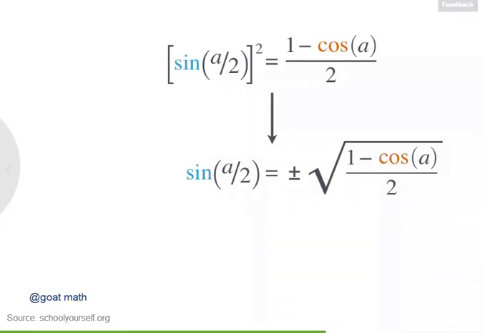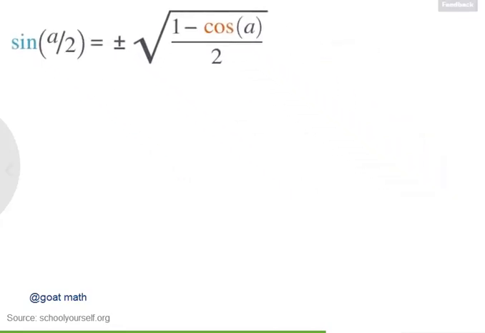Now this does not mean that the sine of a over 2 can equal two different things. For any given value of a, the sine of a over 2 only equals one number. For some values of a, the sine of a over 2 equals the positive square root, and for other values of a, sine of a over 2 equals the negative square root. So be careful when using this identity. So let's hold on to this identity up here.